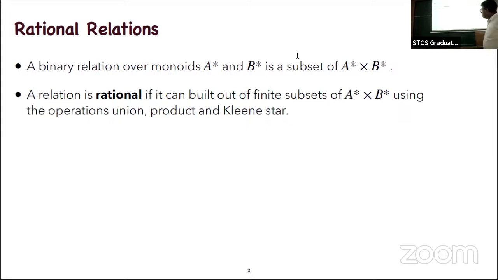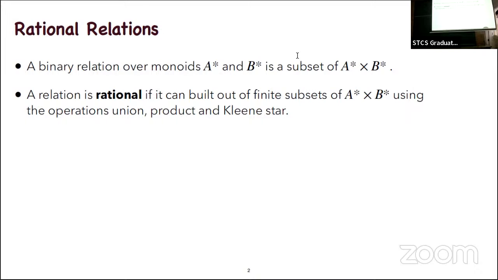Okay, so let's take A star, with concatenation and the empty word, a monoid. A monoid just means a set with an associative operation, which in our case is concatenation. So we have a binary relation over the monoids X star and B star, that is a subset of X star times B star. And we say a relation is rational if it can be built out of finite subsets of X star or B star using the operations of union, product, and star.